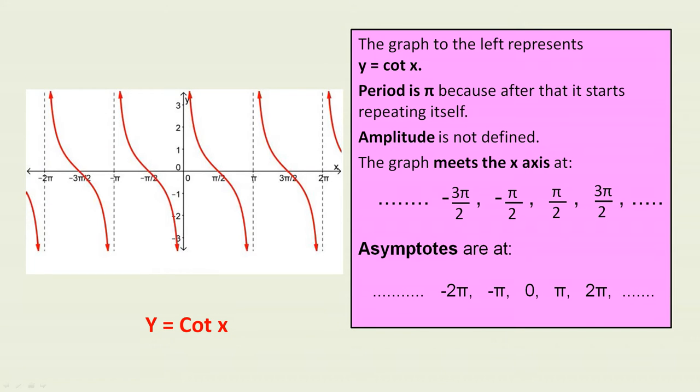The graph to the left represents y equals cot x. The period is pi, because after that it starts repeating itself. The amplitude is not defined. As you can see, it continues infinitely in both directions.